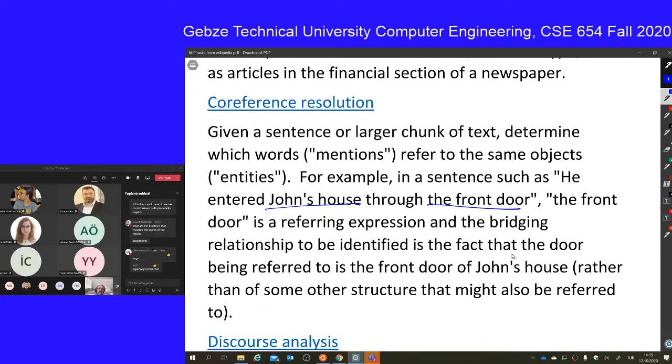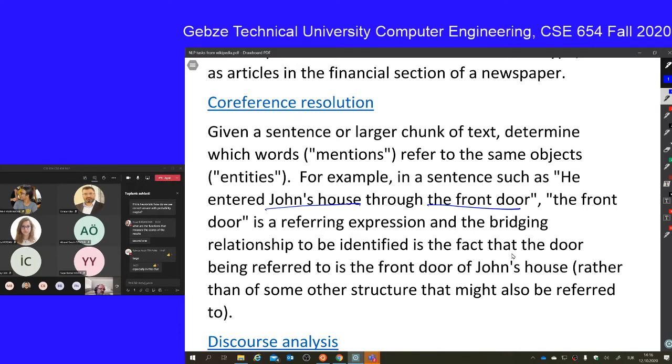Coreference resolution. Look at this sentence: He entered John's house through the front door. When I say the front door, front door of what? I immediately understand that it is the front door of John's house. This front door is referring to John's house. It is the determination of what words refer to the same object. If you understand this, then your translation job or summarization job will be easier.